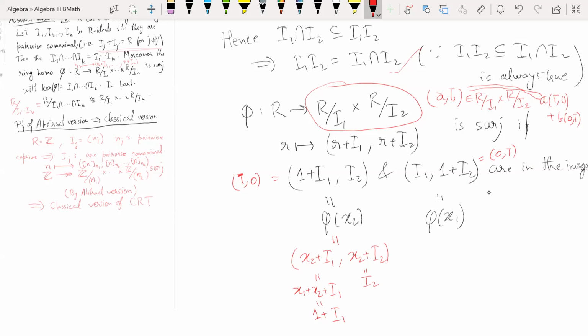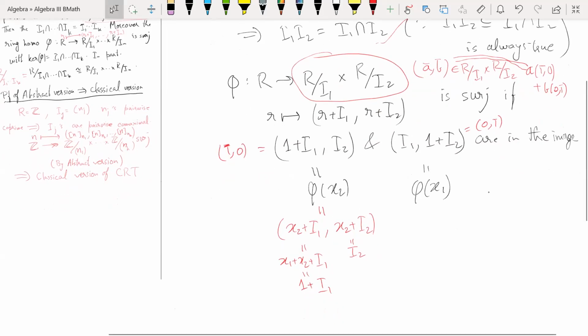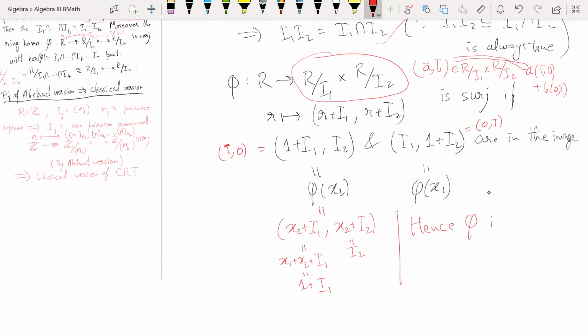x1 is I1 comma 1 plus I2. Okay, so we know that these guys are in the image, hence phi is surjective. Okay.